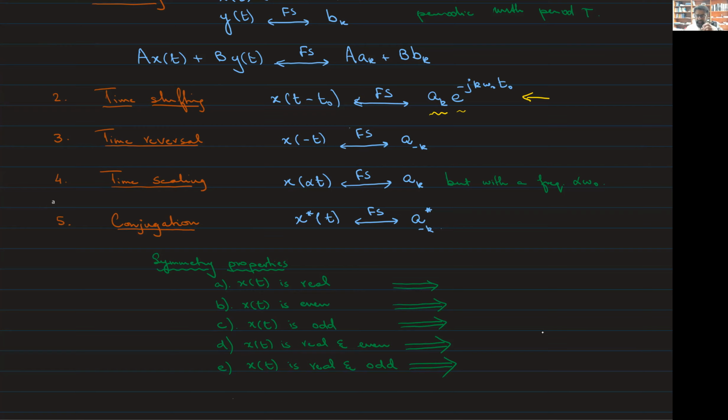Now, because of these properties, in particular the conjugation property and the time reversal property, we were able to derive conditions. Okay, what happens, for example, which is condition number A, and this I'm going to ask you, what happens if x of t is real? What property does the Fourier series coefficient satisfy? What do you think? If the signal is real, what properties do the Fourier series coefficients satisfy?